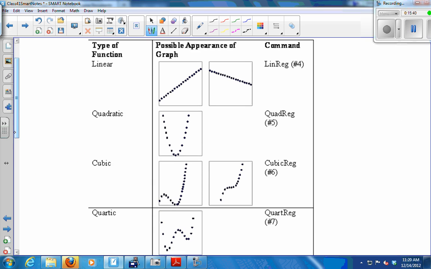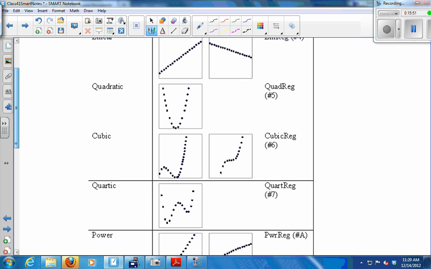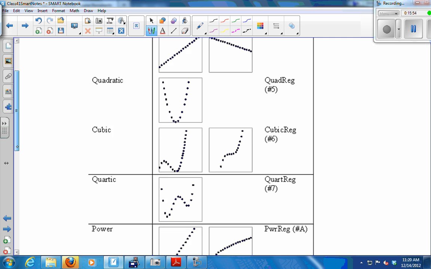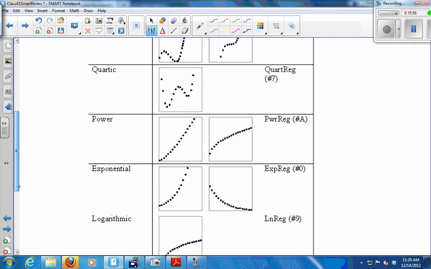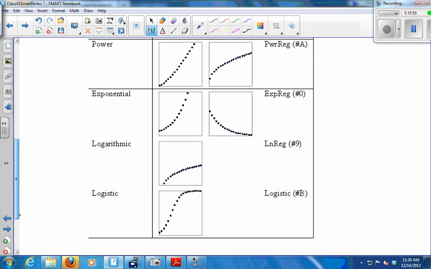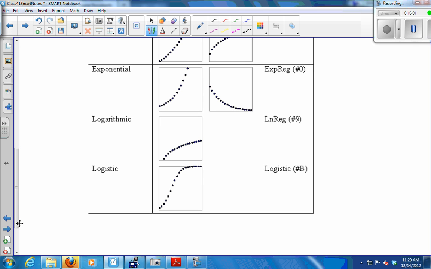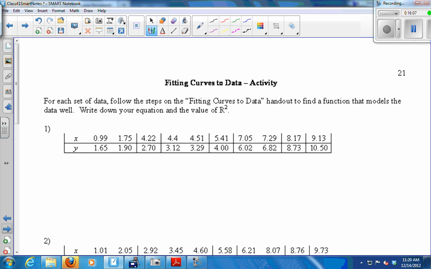So these are just some pictures to help you decide what kind of model to choose. And we have general shapes of the various different kinds of functions: linear, quadratic, cubic, quartic, power, exponential, logarithmic, and logistic. So now I'm going to have you work in your groups doing some data fitting. So get a scatter plot, decide what kind of function it has the general shape of, and then do that regression on it.